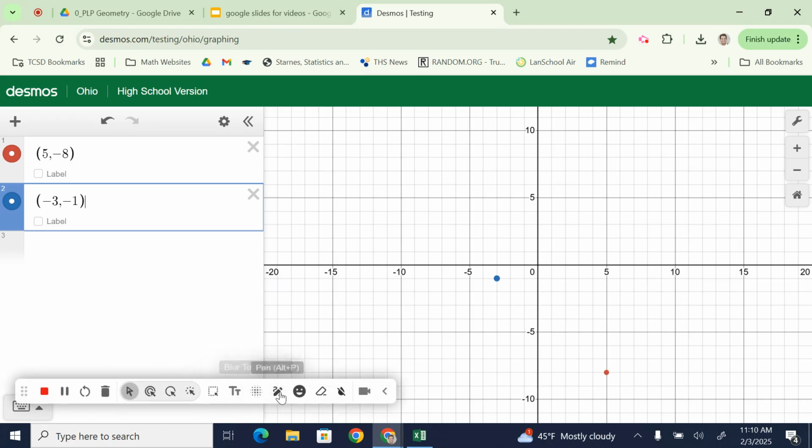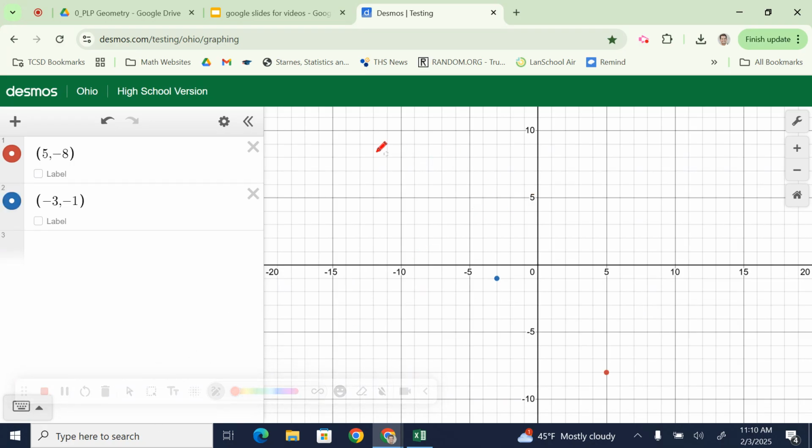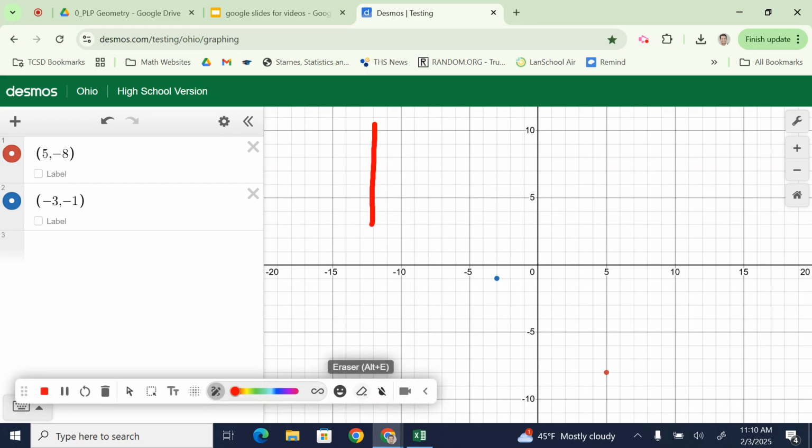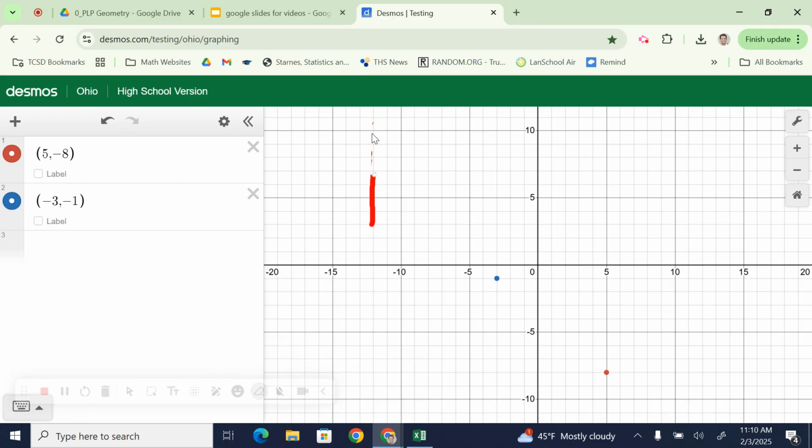So on my paper, I would draw a coordinate plane. I hate how it gets so big, right? The default settings can be annoying sometimes. Okay, so I draw my coordinate plane, and I would go 5, negative 8, and then I would go negative 3, negative 1. So there's my 2 points.